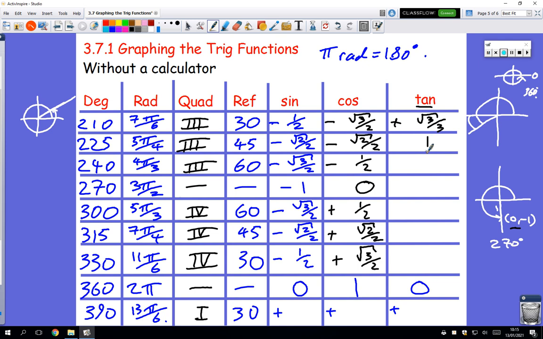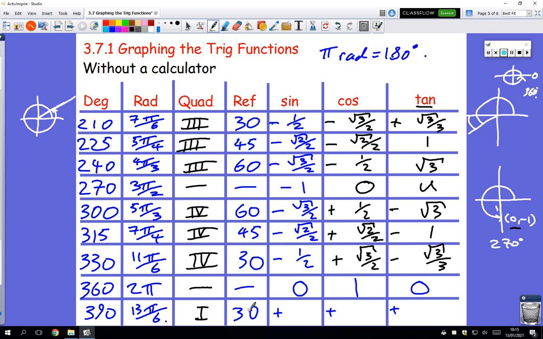And sine divided by cosine here will be positive root 3. 1 divided by 0, undefined. And we have a kind of a mirror image. Of course, we're into quadrant 4 here now, so tan is negative in quadrant 4. So what we're going to get is negative root 3, negative 1. Notice the symmetry here: root 3, 1, 1, root 3 over 3, negative root 3 over 3.